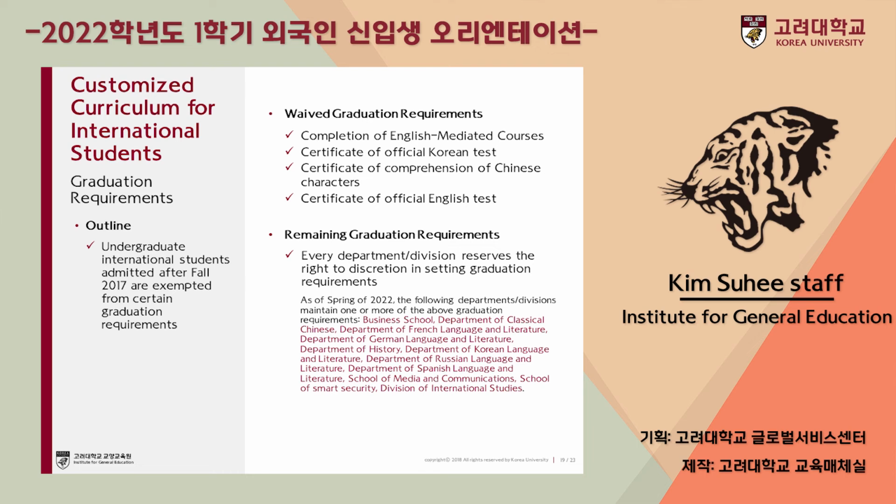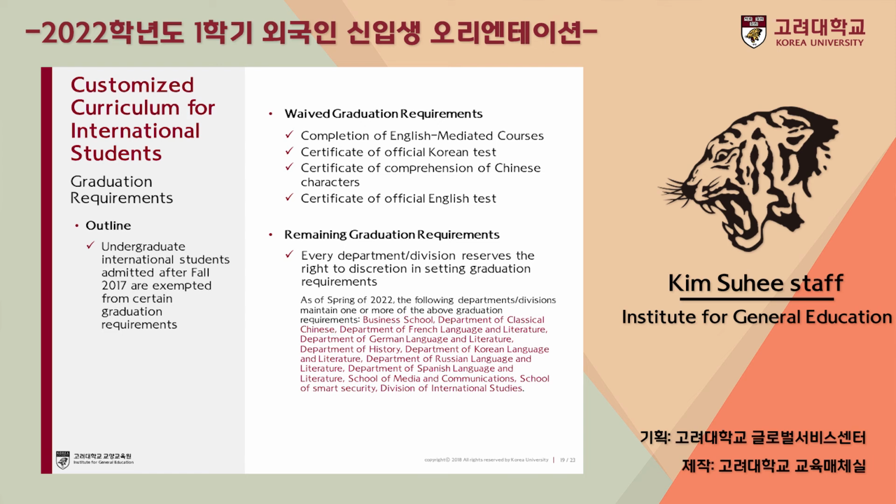And especially students who belong to these 10 departments or divisions written in this slide with red bold letters, you need to check your graduation requirements. Every department or division reserves the right to discretion in setting graduation requirements. So some of them are still maintaining their graduation requirements.